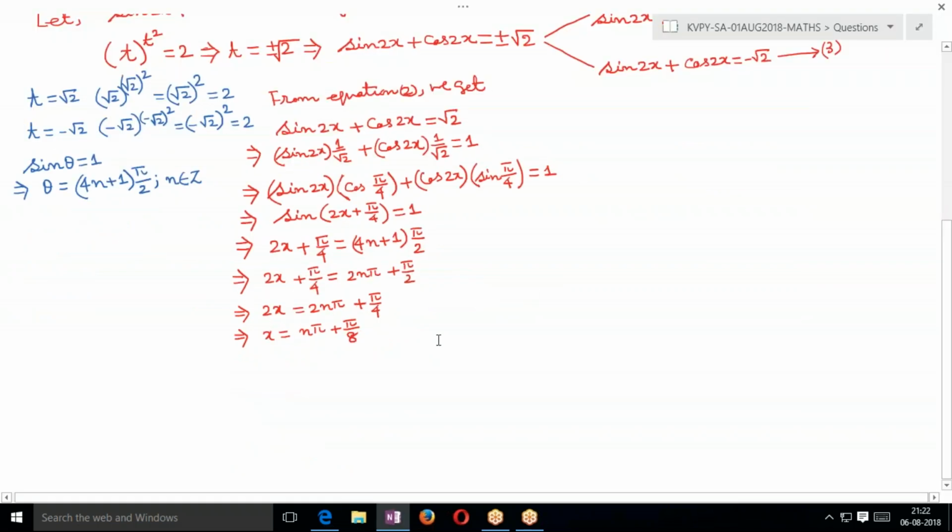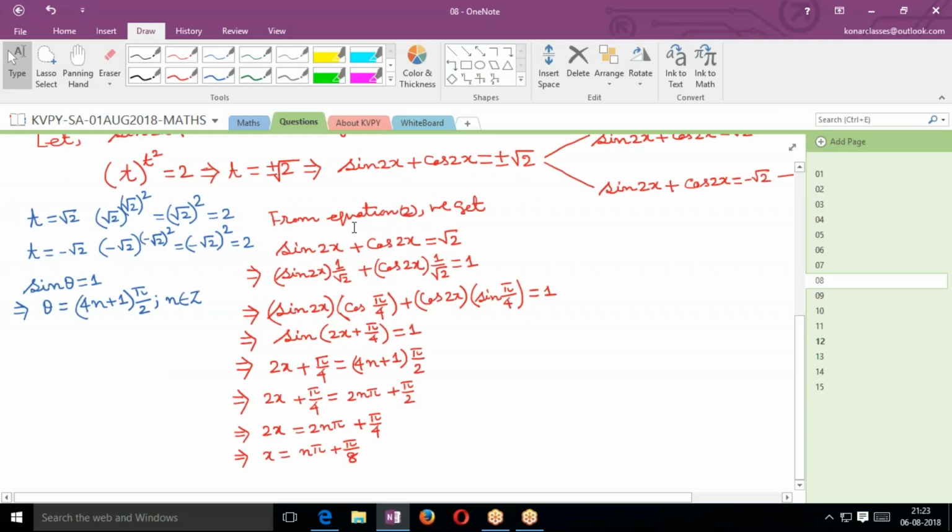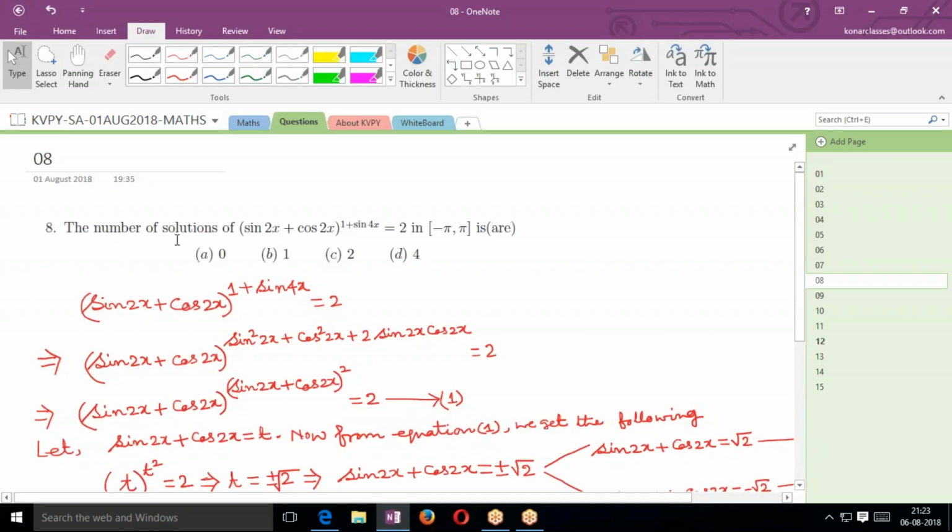So think now n is a set of integers, and we need to find the solution within the range minus pi to plus pi. We need to find all values of x. If you look into the question, let me get back to the question once more: the number of solutions of sin 2x plus cos 2x power 1 plus sin 4x equal to 2 in the closed interval minus pi to pi.